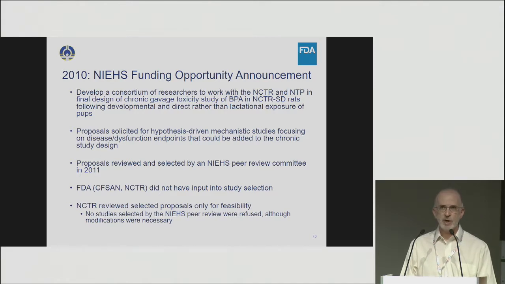Proposals were solicited for hypothesis-driven mechanistic studies, and it could be added to the chronic study design. Proposals were reviewed and selected by an NIEHS peer review committee in 2011. So we, as the persons conducting the study or the regulators, did not have input in the selection of these studies. We, NCTR, did have input as far as reviewing the proposals that were selected for feasibility. Could we conduct the work that was proposed?